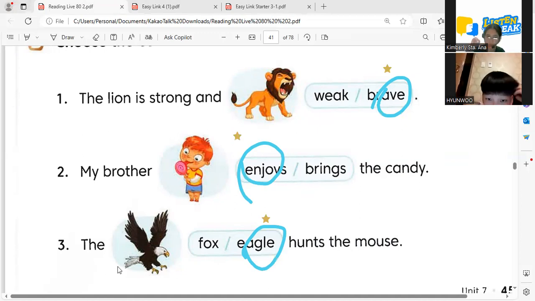So, big birds. Have you seen an eagle before, Hyeonwoo? Yes, eagles are big birds. They are so big. And they hunt for other animals. They need to eat to grow. That's why they hunt for animals. So they hunt animals like mouse. They eat mouse or snake or chicken, small animals like that.